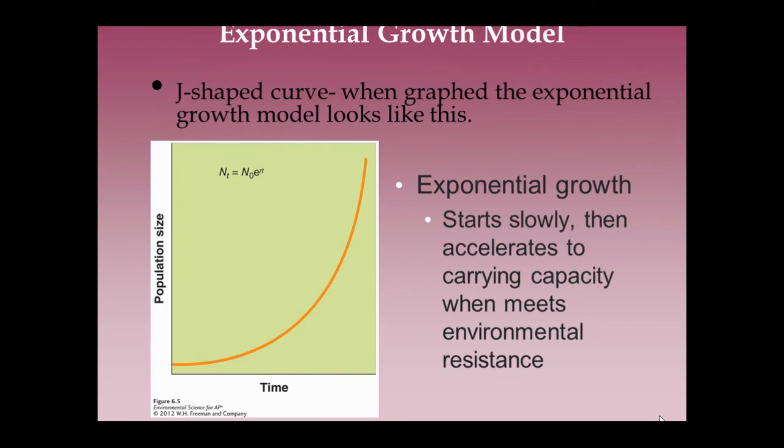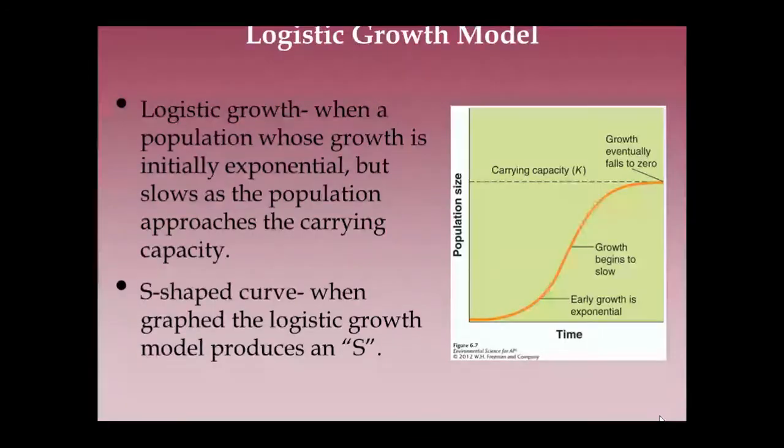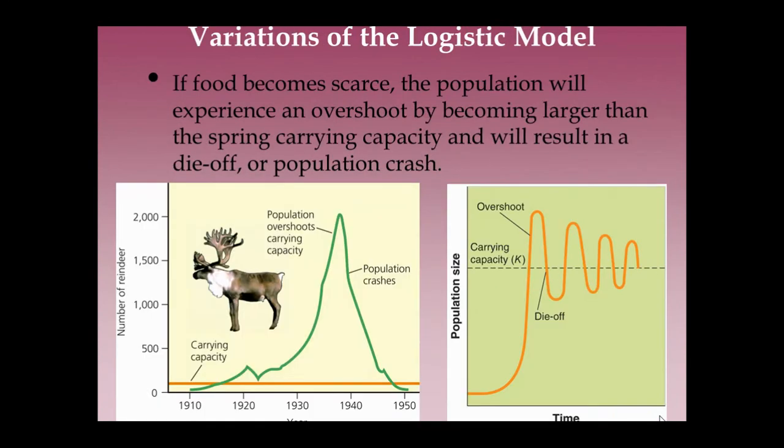The logistic growth model produces an S-shaped curve when it is graphed, and the logistic growth model is used to predict the growth of populations that are subject to density-dependent constraints. And there's our S-shaped growth curve. Carrying capacities can fluctuate seasonally or from year to year.